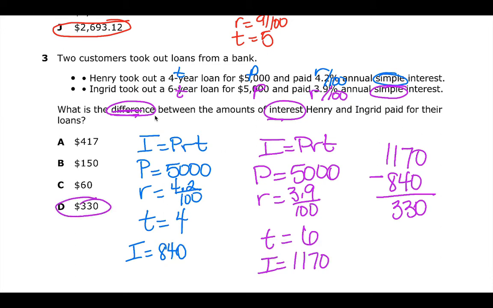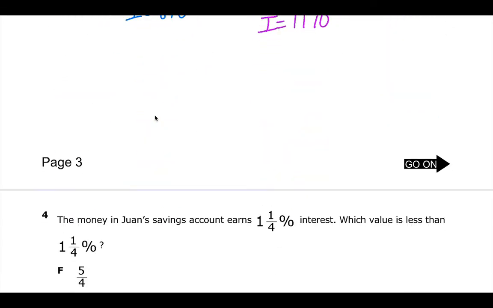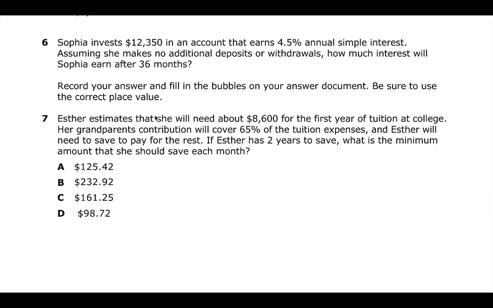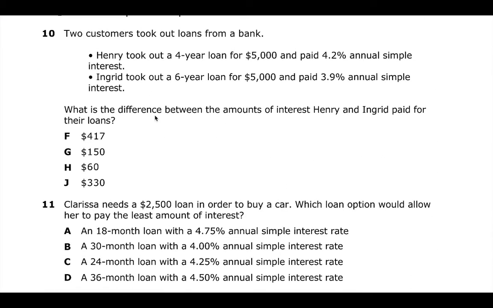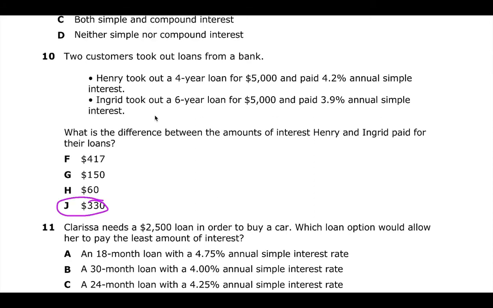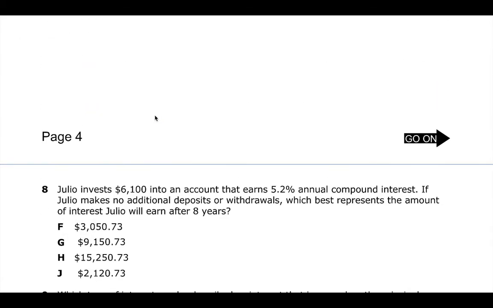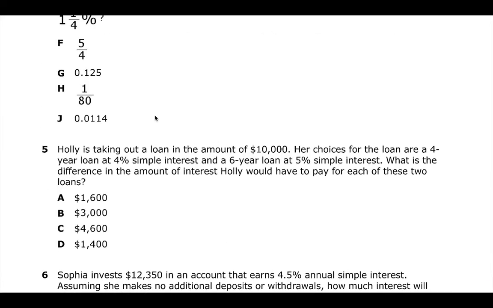Woo-woo! If you want to scroll down to question number 10, because it's the same question. Oh, we made a mistake. It's letter J. See, we don't have to work out 15 problems now. No, just 14. I can't count. It's been a long day.